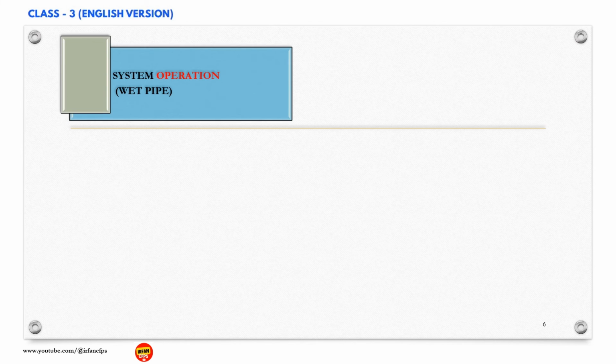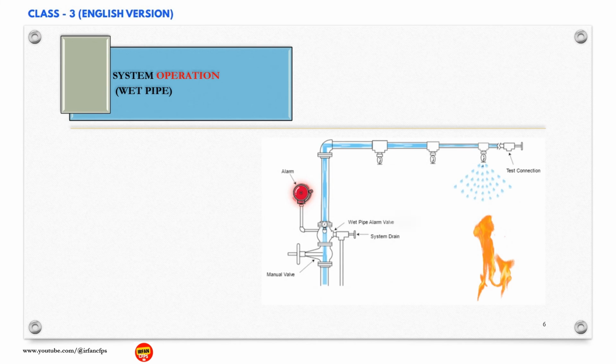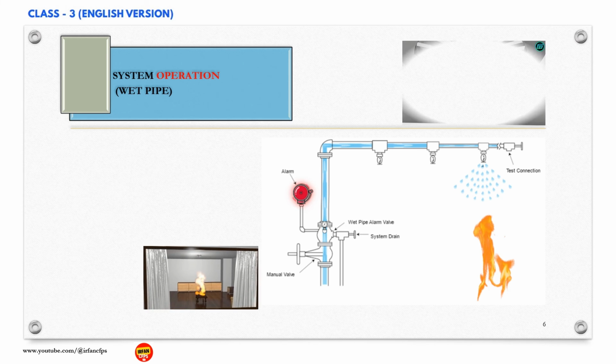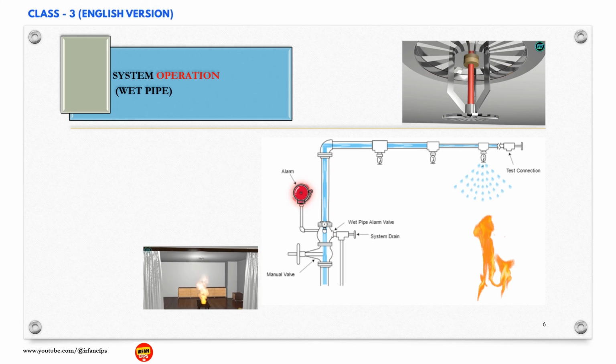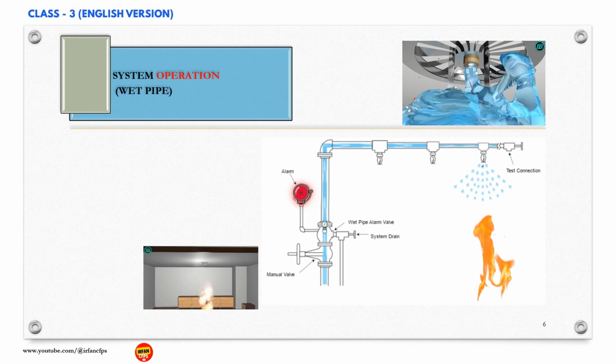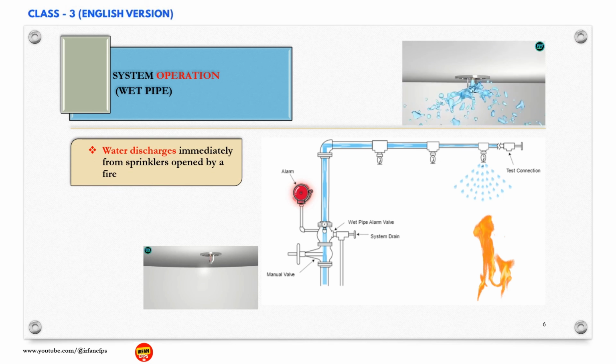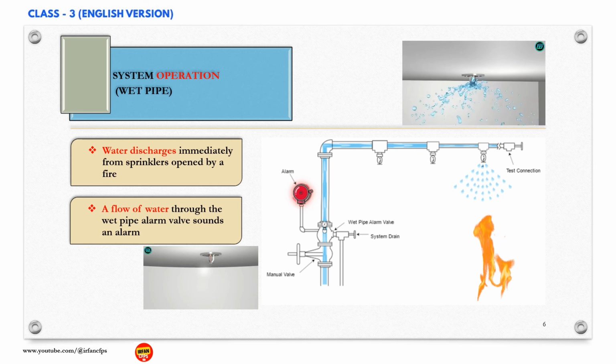When the fire starts, the temperature of the environment rises, and the liquid in the glass bulb begins to expand. If the temperature continues to rise, the liquid expands so much that it breaks the glass, which in turn releases the water directly onto the seat of the fire through sprinklers over a large area. A flow of water through the wet pipe alarm sounds an alarm. There are different kinds of glass bulbs filled with different liquids, and these are color coded. We shall discuss this color coding in future classes. Each sprinkler head is activated independently, and the main goal is to reduce water damage in the event of false alarm.